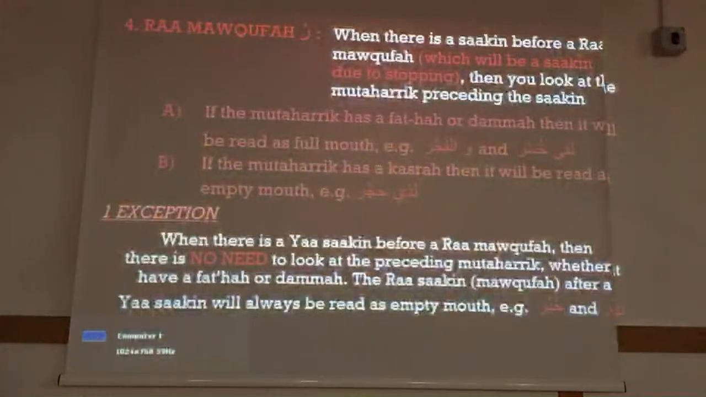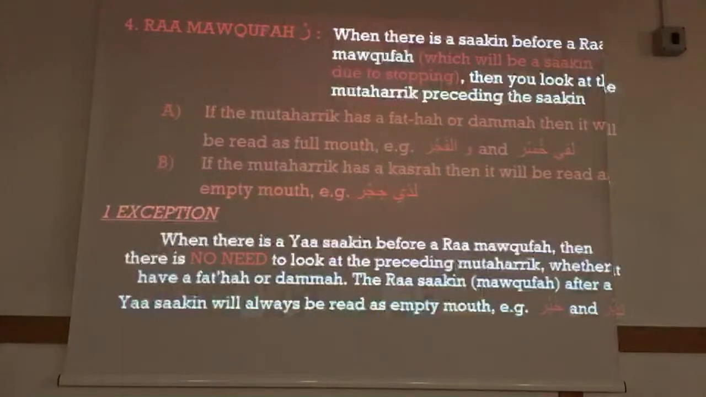So technically, according to this rule, what would you look at now? You would normally look at the letter before, yes? And the letter before is kha. And the kha has a what? Fatha. So according to the rule, the ra should be what? Full mouth. But remember, this is the only exception. As soon as we see ya sakin, the ra is straight away empty.